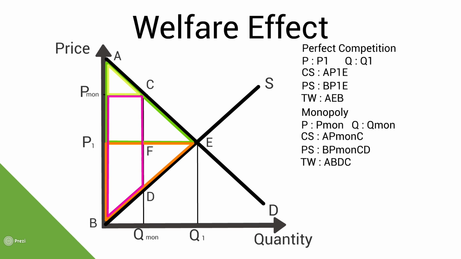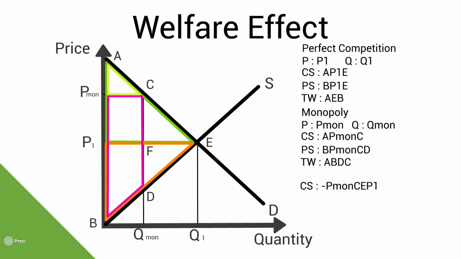We can now compare the welfare when we are operating in perfect competition and the welfare when we have a monopoly. With perfect competition, consumer surplus was the area A, P1, E. With a monopoly, consumer surplus falls to area A, Pmon, C, which is a difference of Pmon, C, E, P1. So consumers are worse off when we have a monopoly rather than perfect competition.